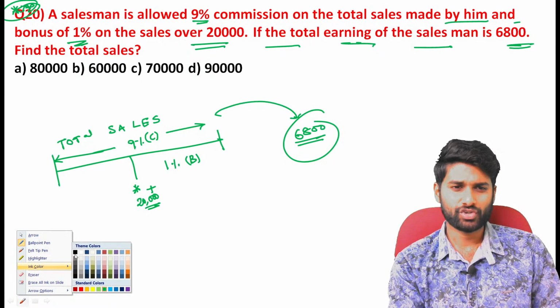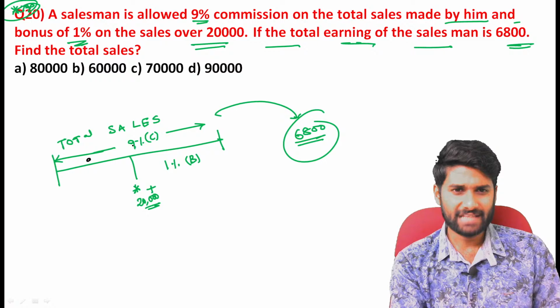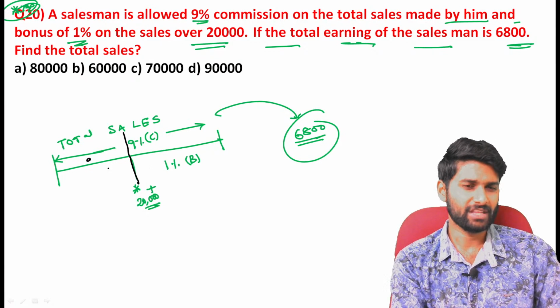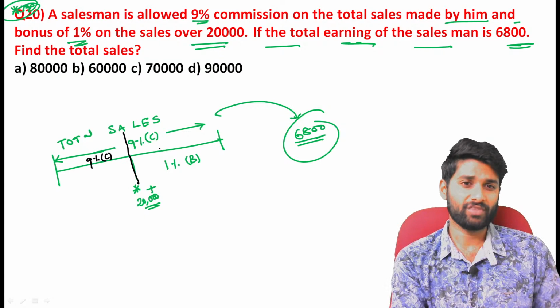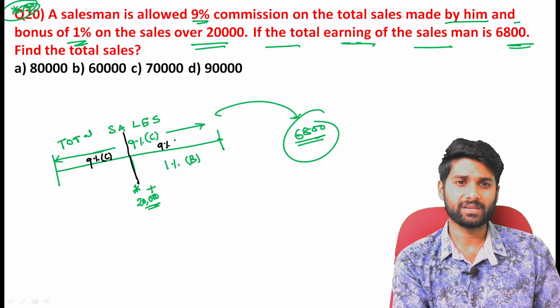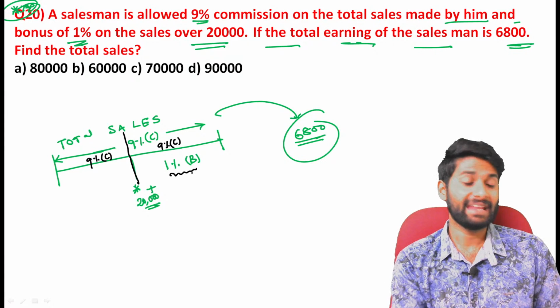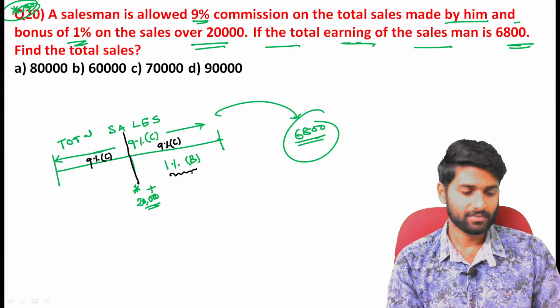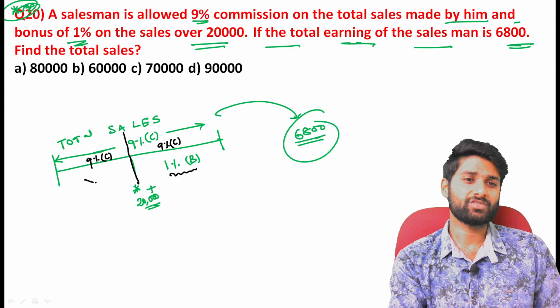Now, for this type of question, you need to understand one particular important thing. Definitely, I just divided the entire question into before 20,000 and after 20,000. So for the first 20,000 they can get 9% commission. Second, for more than 20,000 also he can get 9% commission. Now if it is more than 20,000, definitely he can get an extra 1% bonus. Means if it is less than 20,000, definitely they are not getting a bonus.